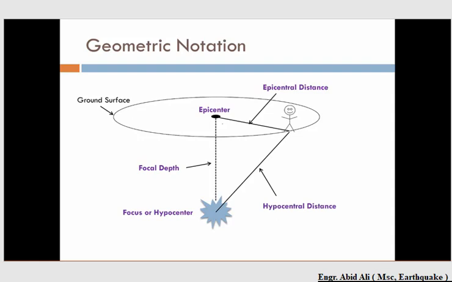Now from the epicenter, if we draw the shortest linear distance to our student, who is probably now unhappy because of the earthquake, that shortest linear distance is what we call the epicentral distance. And if we take the shortest linear distance from the focus to our student, that's what we call the hypocentral distance, or sometimes the focal distance.